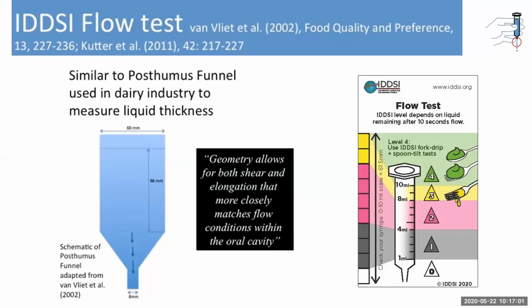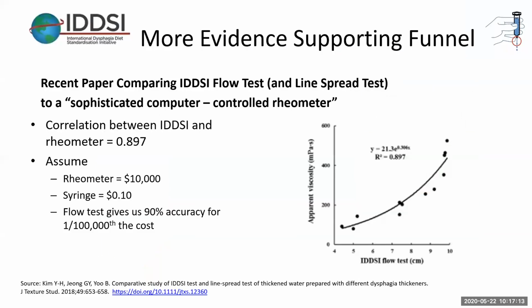And if you look closely, you'll notice that the geometry of the syringe barrel shown on the IDDSI flow test card here is very similar to that of the Posthumus funnel. A more recent paper took a look specifically at the comparison of the IDDSI flow test and, quote, a sophisticated computer-controlled rheometer. The correlation between the two tests was very close to 0.90. And if you look at the data here, you can see the strong relationship just with your eye.